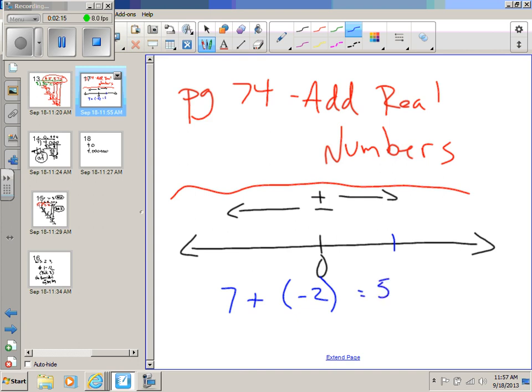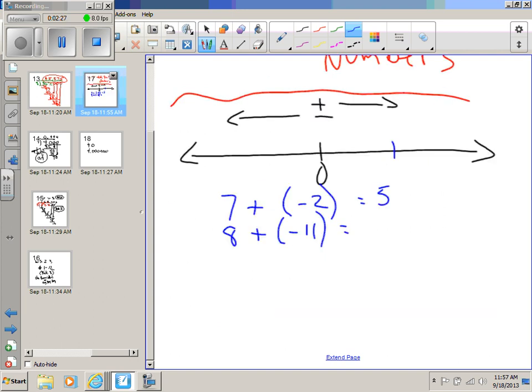Okay. Very similarly, if you had an 8 plus a negative 11, an 8 plus a negative 11 is going to be just like starting at an 8 but taking 11 away, Mark, negative 3. A negative 8 plus a 4, yeah, it's going to be a negative 4.